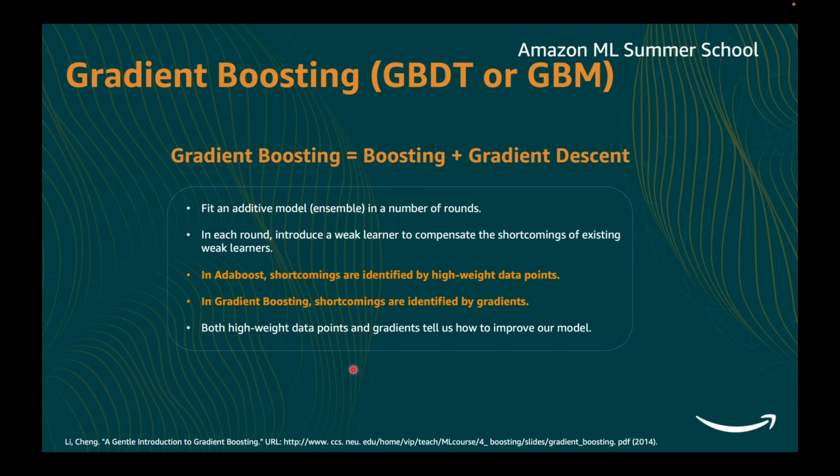Now, the difference between AdaBoost and gradient boosting is that in AdaBoost, the shortcomings are identified by your high weighted data points. The vector where the probability scores were high is how you identified which data points to focus on. Over here, the data points are identified by the gradients, the residuals, essentially. Where there's a very high residual value, that means the model so far is not able to predict it very well, and therefore the model should learn that much better. So both high weighted data points and gradients tell us how to improve our final combined model in the boosting procedure.